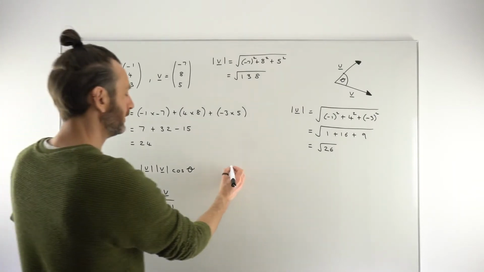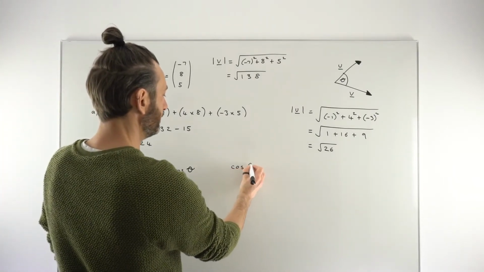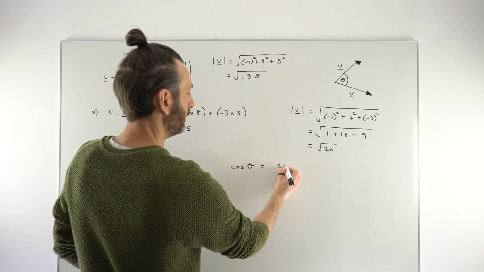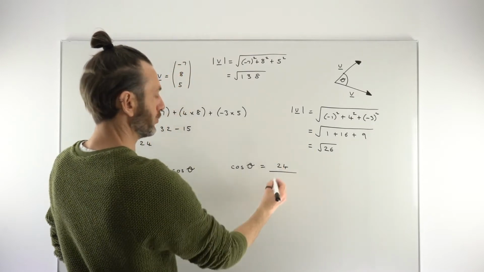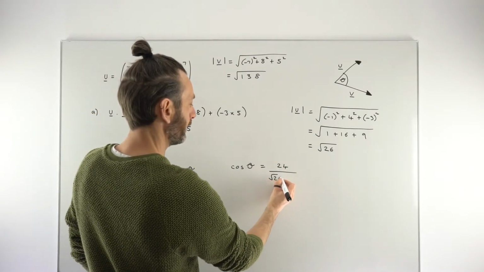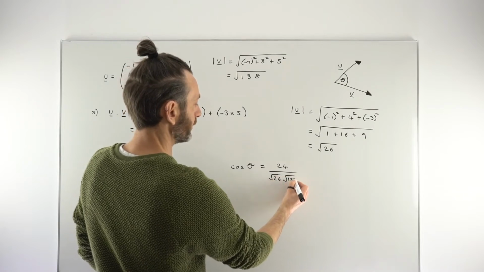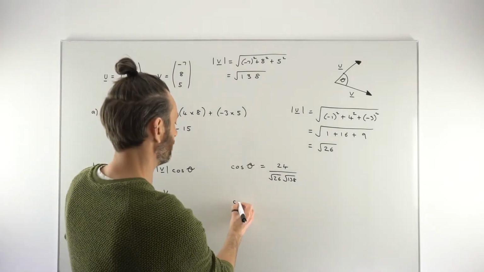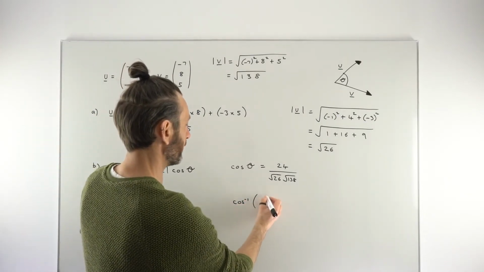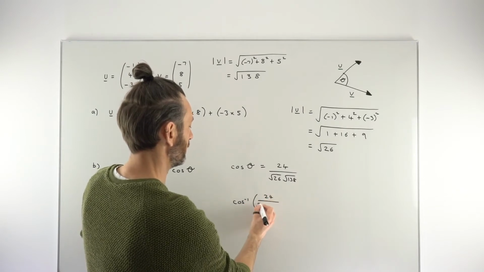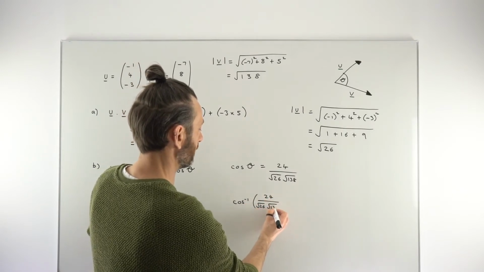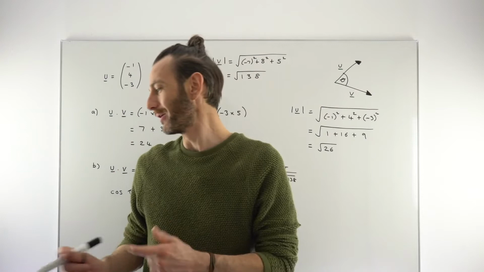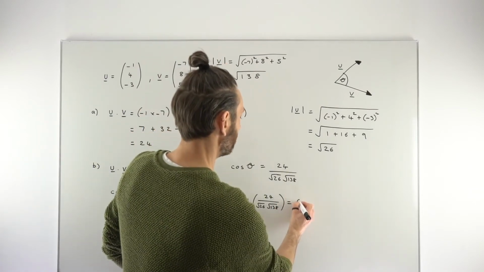So bringing this up here, that would tell us that our cos theta is equal to u dot v, which we know already to be 24, divided by the magnitude of u, root 26, times the magnitude of v, which is root 138. And then we're just going to do cos inverse on this. This is, remember, a calculator question. So cos inverse of this number, 24 divided by root 26, root 138. Just putting that carefully into the calculator. I don't have a calculator, but I did this one earlier, and it comes out to be 66.4 degrees.